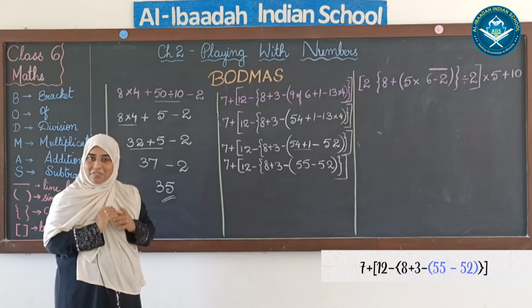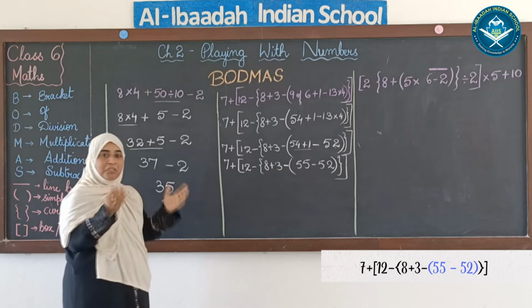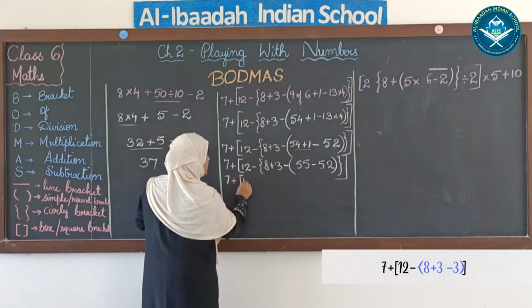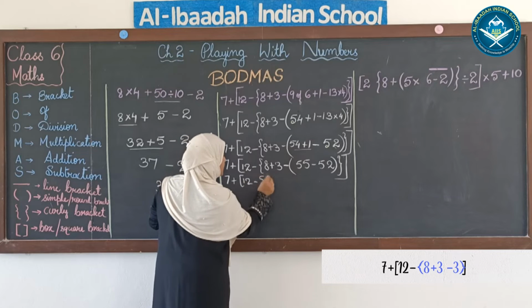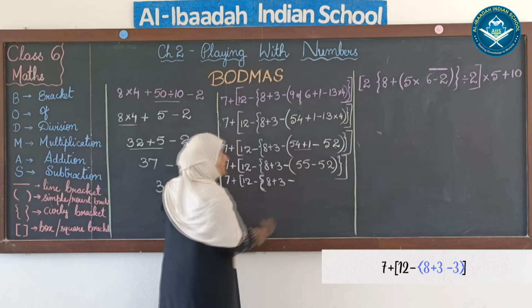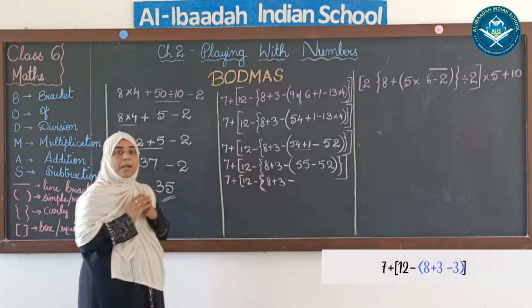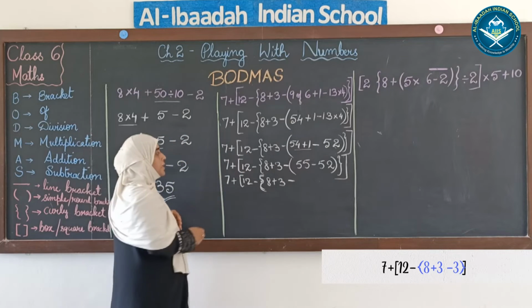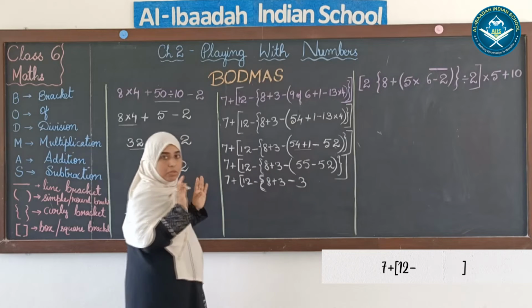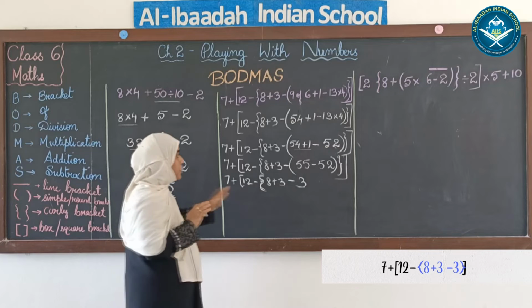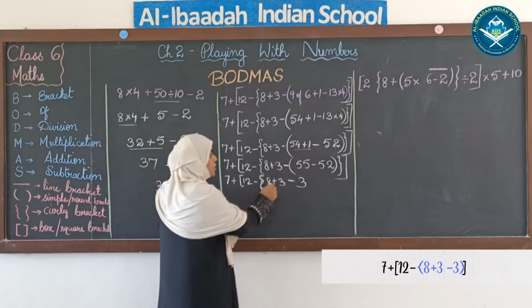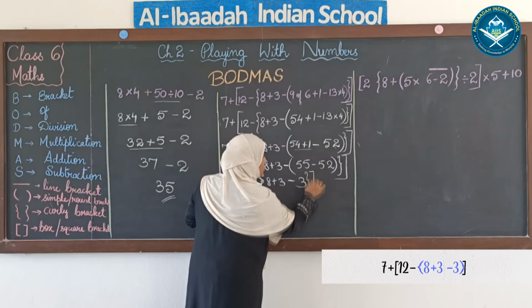Again simple bracket has one more operation to do, right? After that only we will go to curly bracket. So 7 plus 12 minus 8 plus 3 minus 55 minus 52 is 3. Okay. Now there is no need of writing simple bracket because we have solved all the operations that were there inside the simple bracket. So our simple bracket is solved.